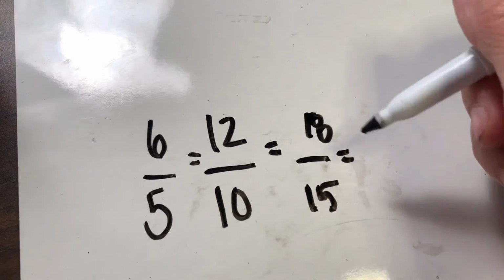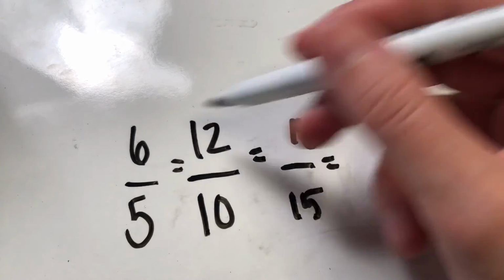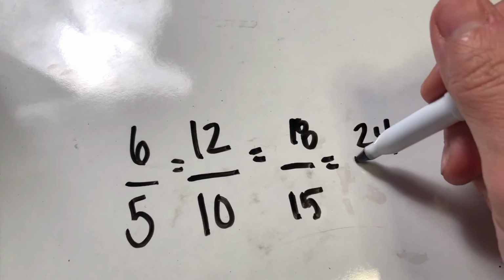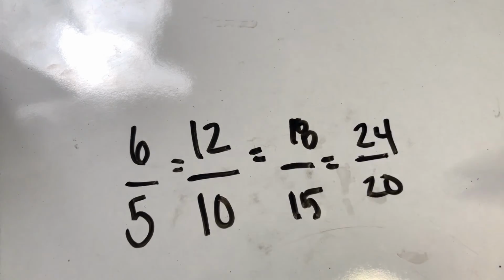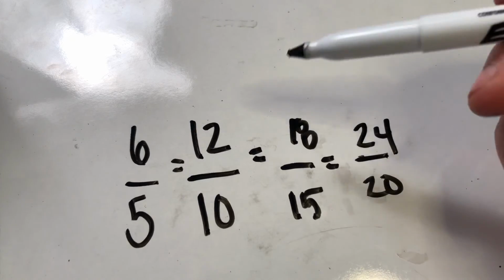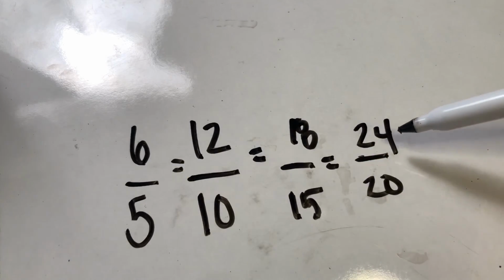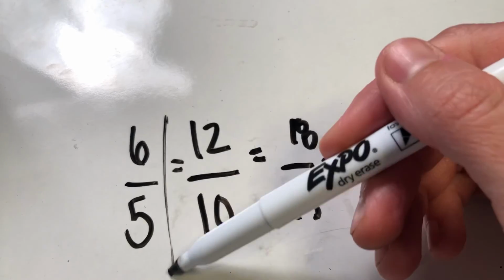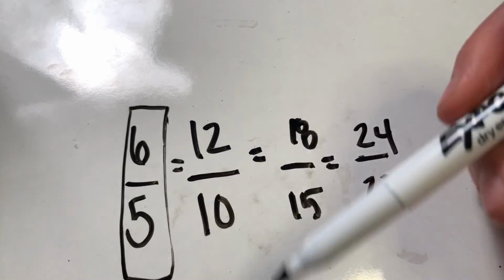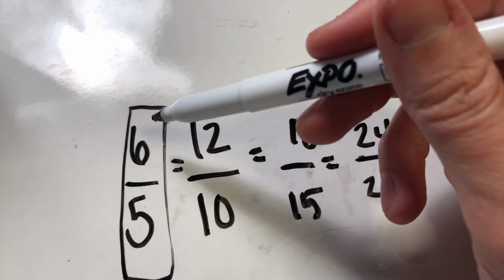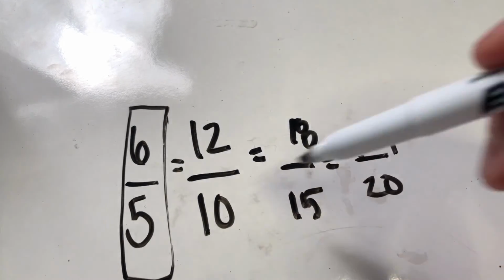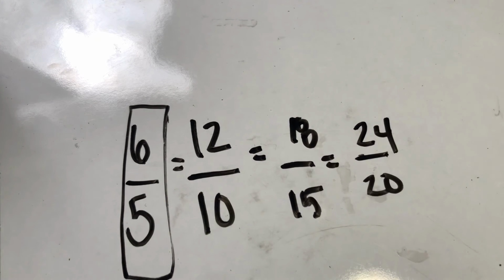Okay, that works. Let's go ahead and do 6 times 4. 6 times 4 is 24. 5 times 4 would be 20. So that works. Now, what would not work is if we did 6 times 4 is 24, 5 times 5 is 25. We couldn't do that. You always base it off of this number, okay? And you're always doing the same thing to the top and to the bottom with multiplication, or if you're reducing the number, you would use division, okay?